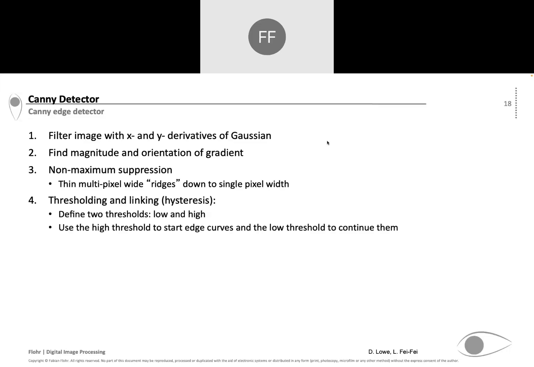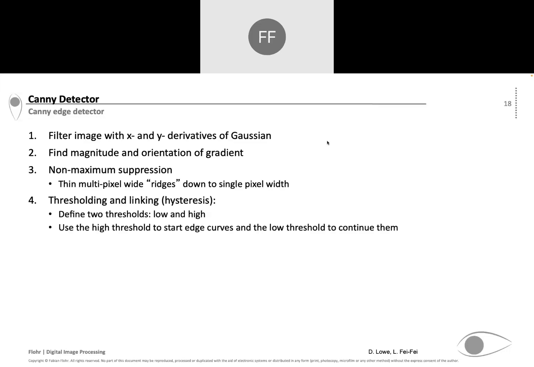So again, in formulas, what is it? Euclidean length, basically the square root of the sum of the squares of both components. And then you have the magnitude and the orientation. You could calculate it with the arctangent function by just using the horizontal and the vertical derivative to also get the orientation of the edge here.